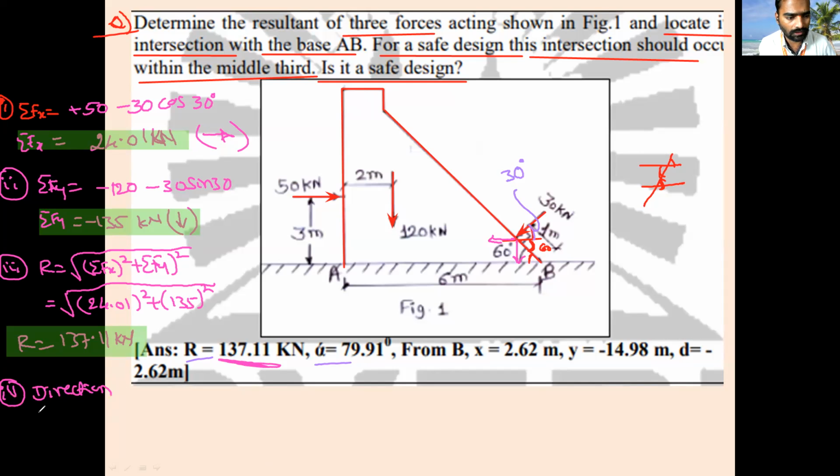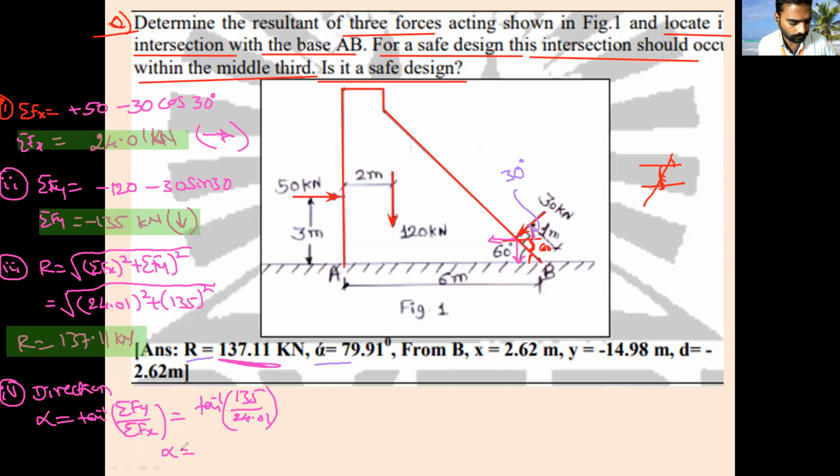Is it visible? Whatever I am writing. Yes, sir. Okay. Alpha is equal to tan inverse of sigma fy upon sigma fx. Now calculate, sigma fy is how much? That is 135. So tan inverse of 135 divided by 24.01.